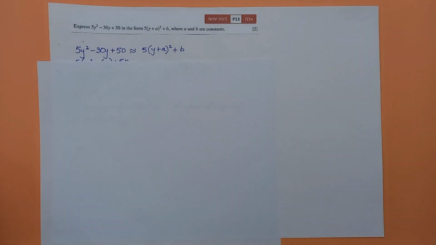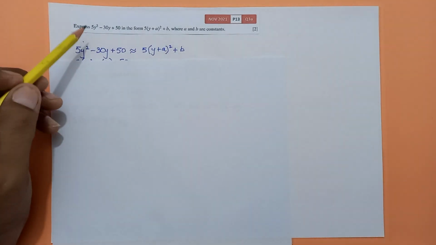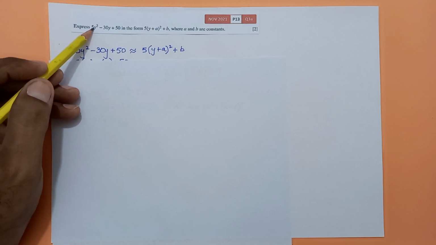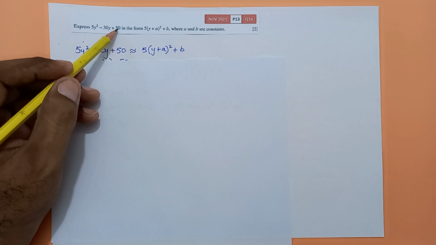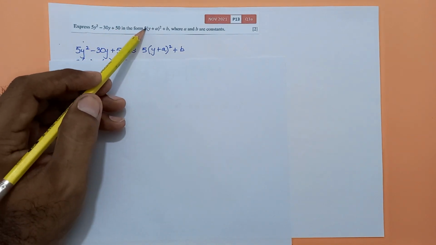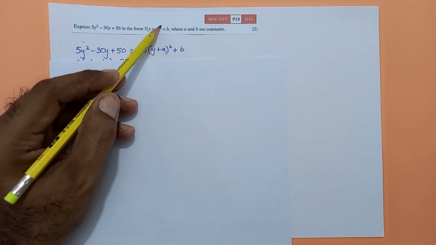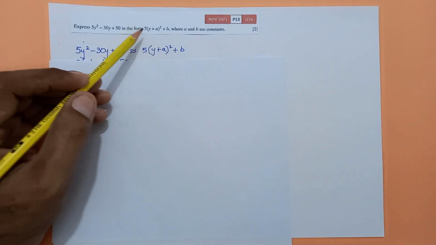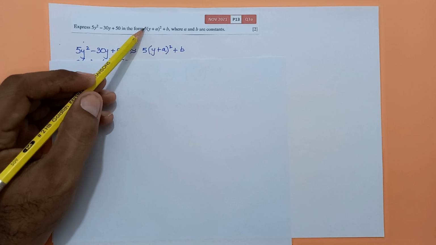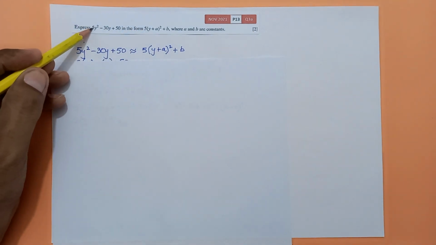Hello everyone. We have a question where we have to express this 5y square minus 30y plus 50 in the form of 5 in the bracket y plus a whole square plus b. So basically we have a 5 over here. That means we have to take this 5 as a common.